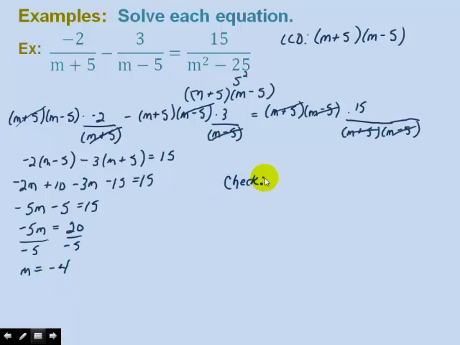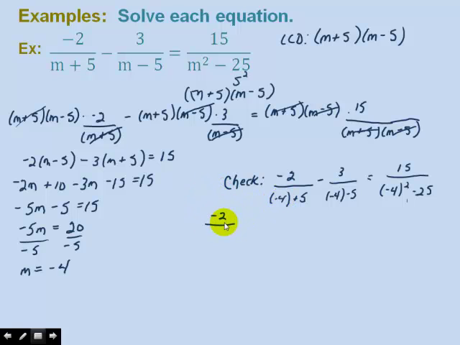Now again, it's very important to do our check. So we saw in the last problem that we can end up with solutions that don't actually work. So we're going back to our original equation, and we're substituting the negative 4 in place of the m. So we have negative 4 plus 5 minus 3 over negative 4 minus 5 equals 15 over negative 4 squared minus 25. Now in this one, you could use this denominator either the way it was originally or in the factored form. We hadn't actually changed anything yet here, we just factored it, so whichever way is easier for you.